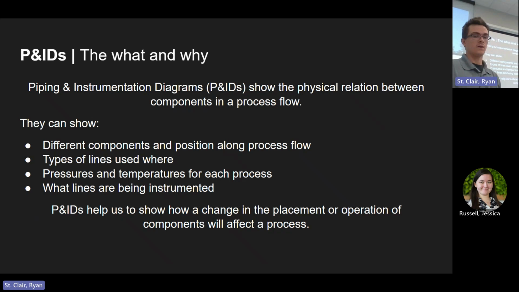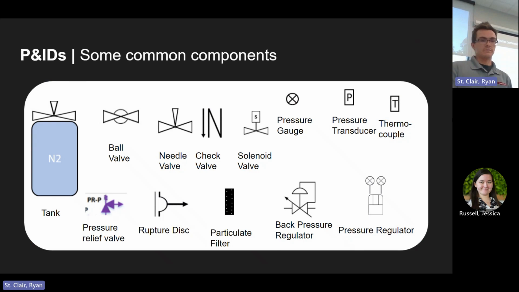And we do this because it can help us show how a change in the placement or operation of components will affect a process. So how does adding a needle valve become advantageous or maybe disadvantageous for what we're trying to do, maybe for a process that we're trying to fill propellants? But that's kind of what P&IDs are and why we use them. Any questions at that point? Cool. So here's some common components that are in a P&ID.